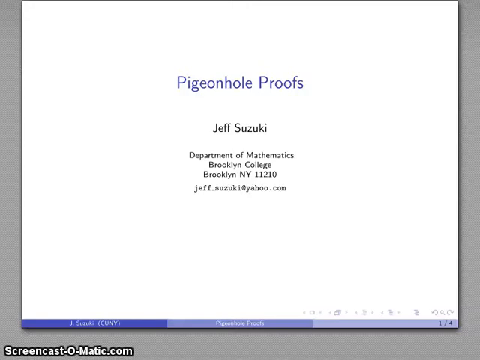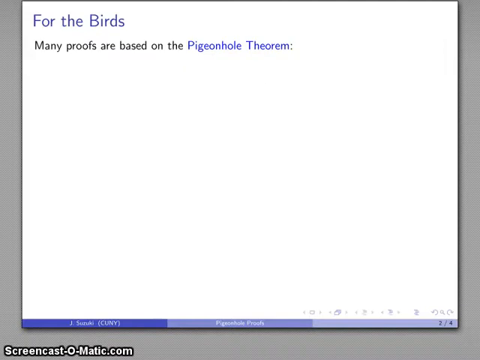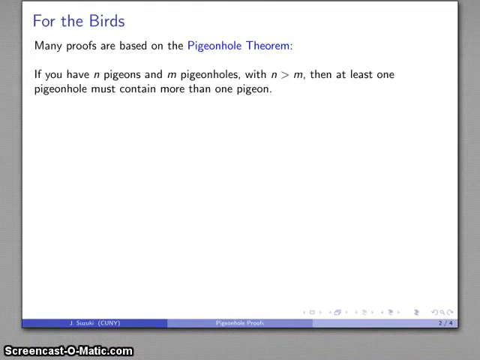A fairly important method of proof in mathematics in general, and number theory in particular, is something called a pigeonhole proof. And this is based on the following theorem. Suppose I have n pigeons and m pigeonholes. And my goal is eventually to place every pigeon in one of the pigeonholes. And n is greater than m. In that case, it's guaranteed that at least one of these pigeonholes will have more than one pigeon.